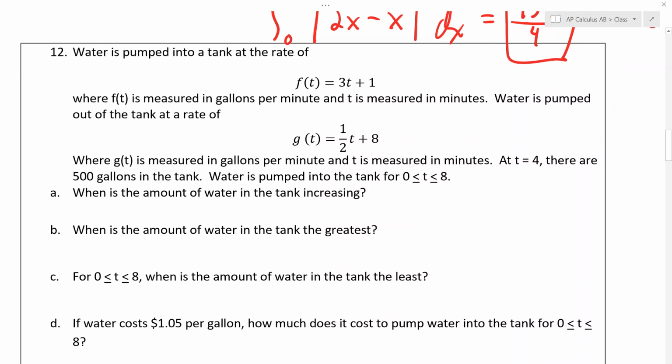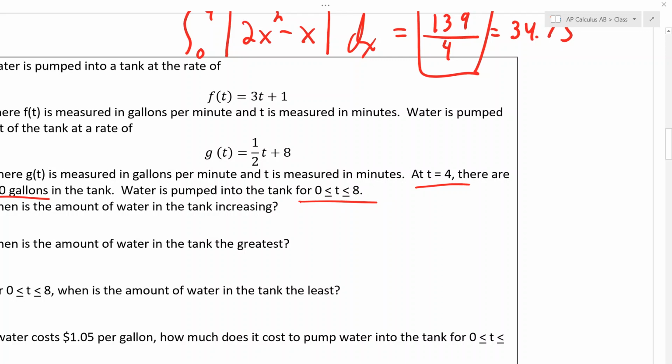Okay. This is a rate in, rate out. These are very simple functions because it's supposed to be without a calculator, okay? When I test with a calculator, there'll be weird functions. All right, but the idea is the same. I'm giving you rate in, rate out. I'm telling you at time 4, there's 500 gallons in the tank, okay? And I'm telling you water's pumped in for the first 8 hours.